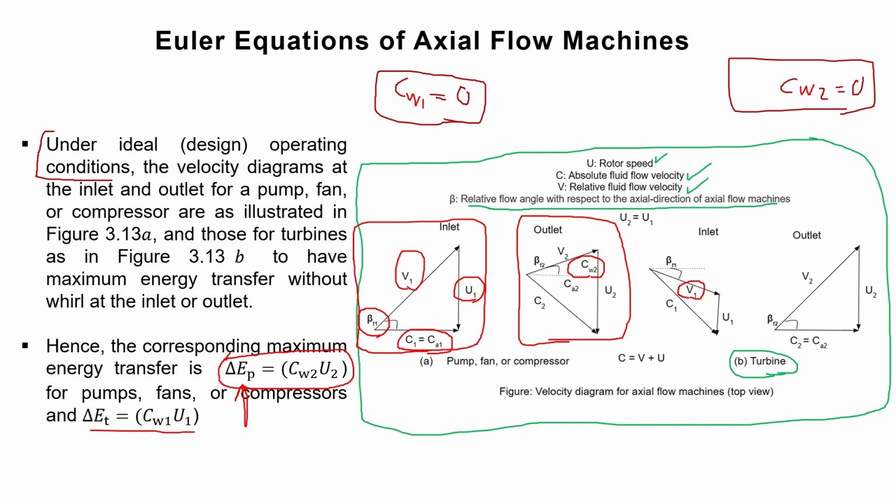So just understand that sometimes we may say under ideal conditions that the flow is swirl free at the inlet for a pump, fan, or compressor, and sometimes we say that the flow is swirl free at the outlet of a turbine. So just be aware of these, and if this happens, then the corresponding maximum energy transfer is this for a pump and this for a turbine.